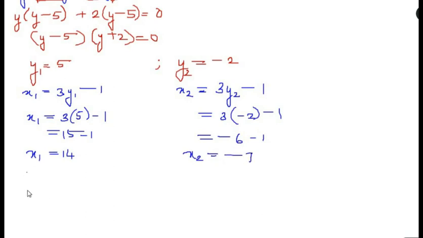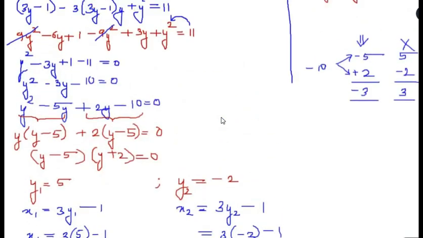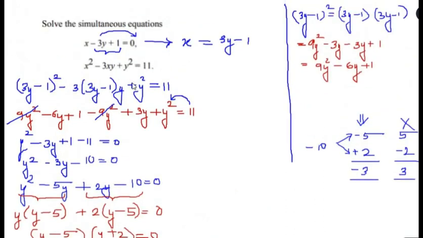So we have the values of x as 14 when y is 5, and value of x as negative 7 when y is negative 2. So this is the way we solve these simultaneous equations for quadratic expressions.